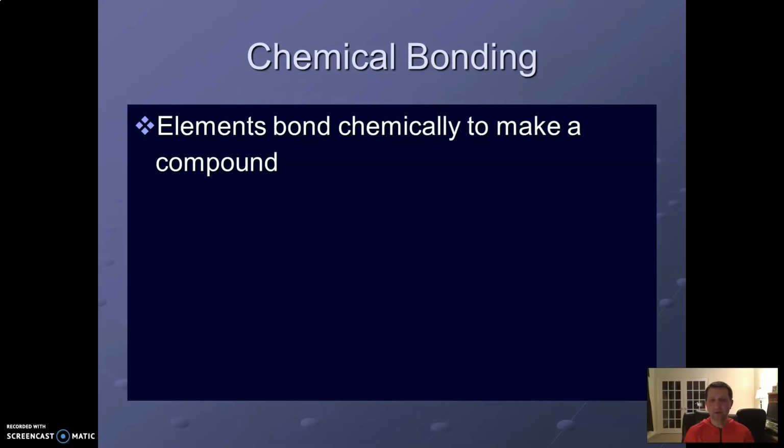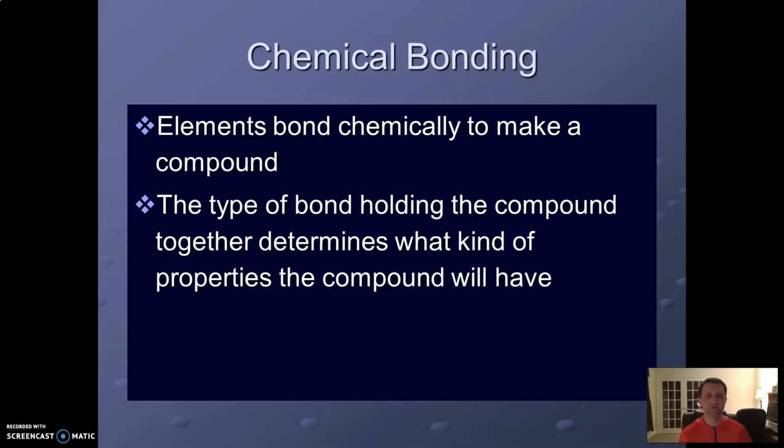elements bond chemically to make compounds. Okay, so we talked a little bit about this in some previous units. We just kind of touched on it very minimally, but we're going to go into obviously more detail right now and look at the properties that these compounds will have and the specific types of bonds that occur and why different elements make certain bonds with other elements.